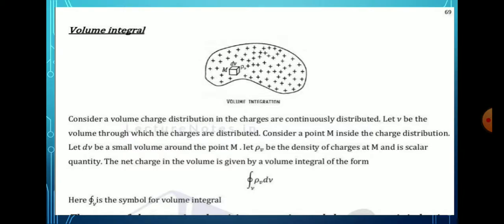These are the three integrals. One is the line integral, another is the surface integral, and the third is the volume integral.